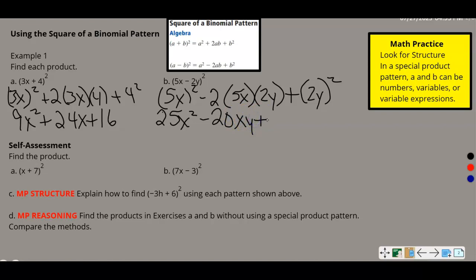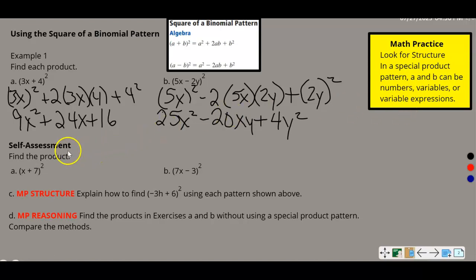And then plus, remember to square the 2 and the y. 2 squared is 4y squared. Again, you can see that it is the same pattern. The only difference is now we have a negative in the middle. All right, you can see that for math practice, look for structure and a special product pattern. A and B can be numbers, variables, or variable expressions, which means it can be numbers and variables together.